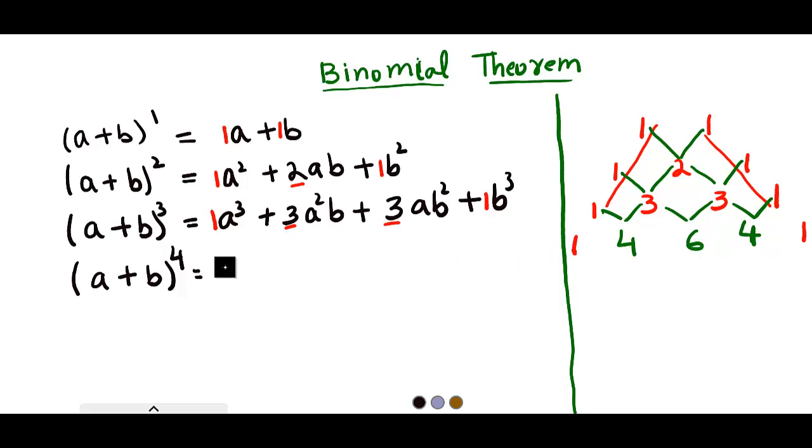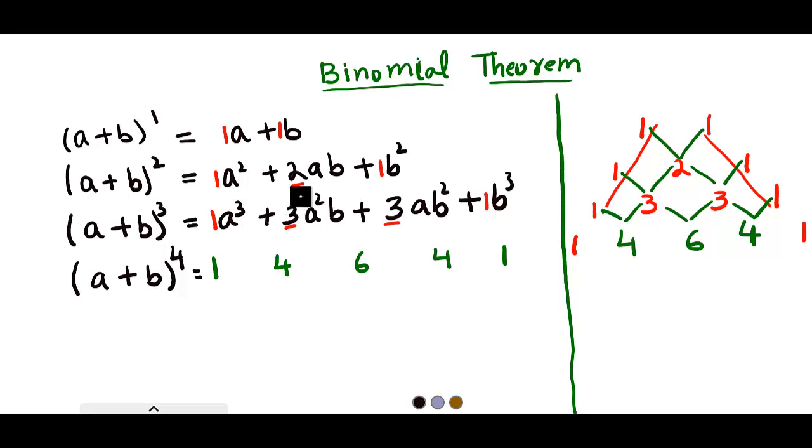So we know the coefficients of A plus B power 4, which are 1, 4, 6, 4, and 1. So we have found the coefficients of the next expansion. Next we will find the powers of A and B. To find the powers of A and B, again we check the pattern of the terms in the previous expansions.